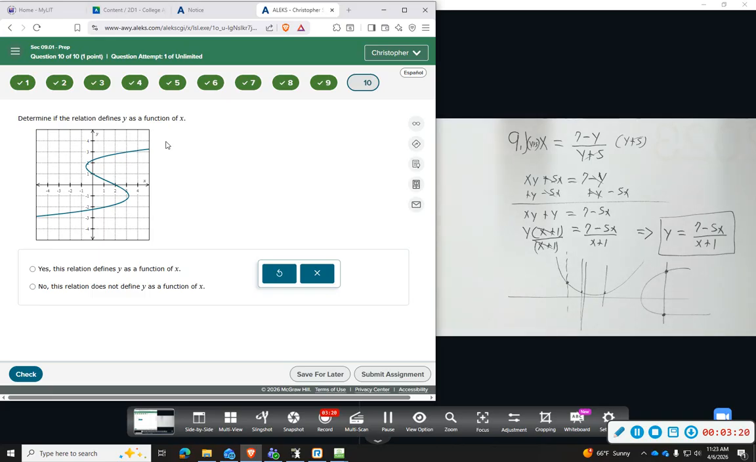So with this picture, if we were to draw a vertical line, there are some spots where it will hit the line more than once. So we will say no, this does not define y as a function of x.